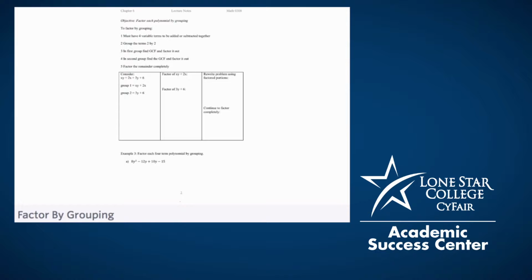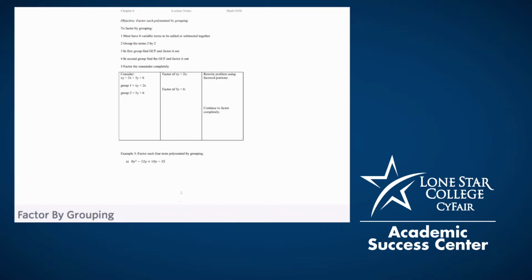Let's look at the box to work them out. If you consider xy plus 2x plus 3y plus 6, our first group is xy plus 2x. Our second group would be 3y plus 6.